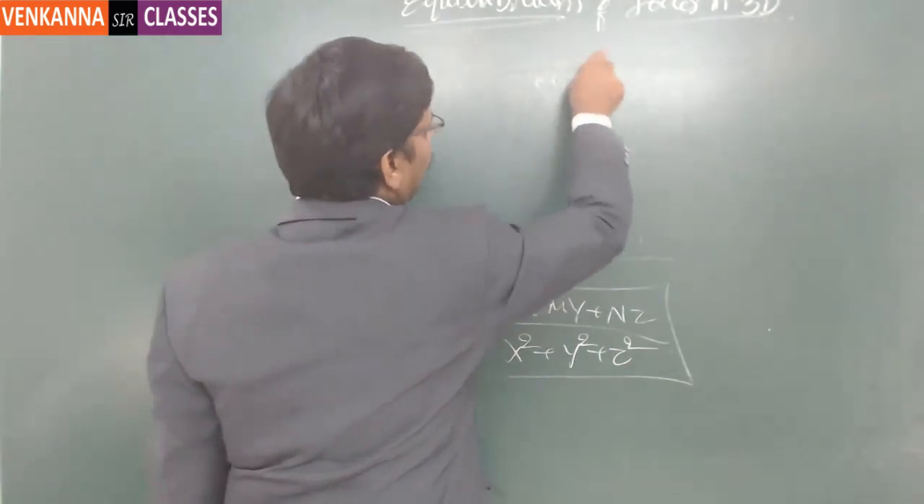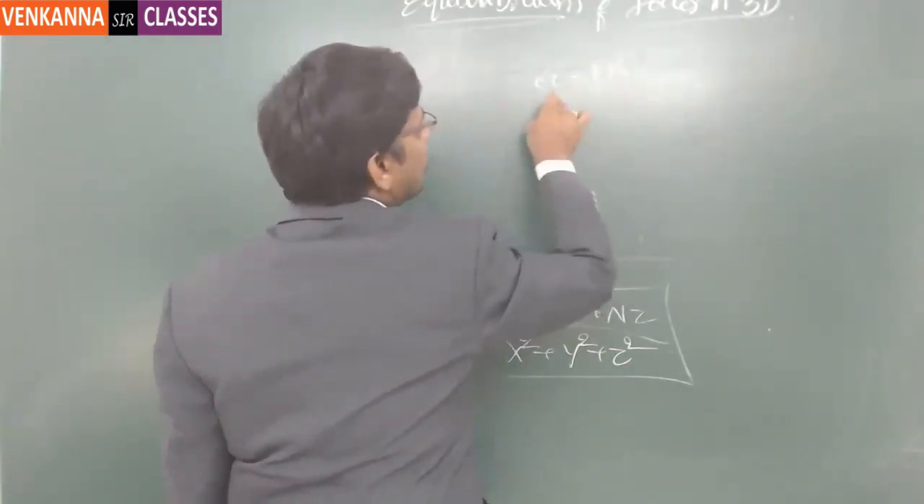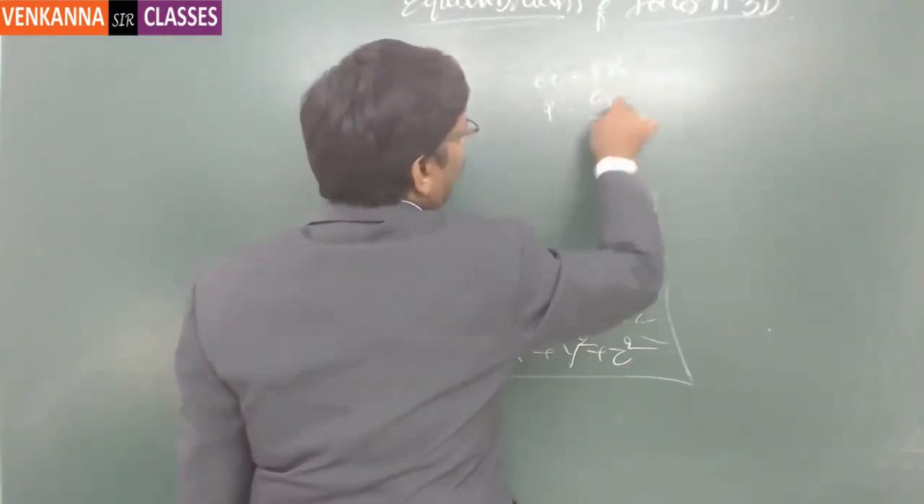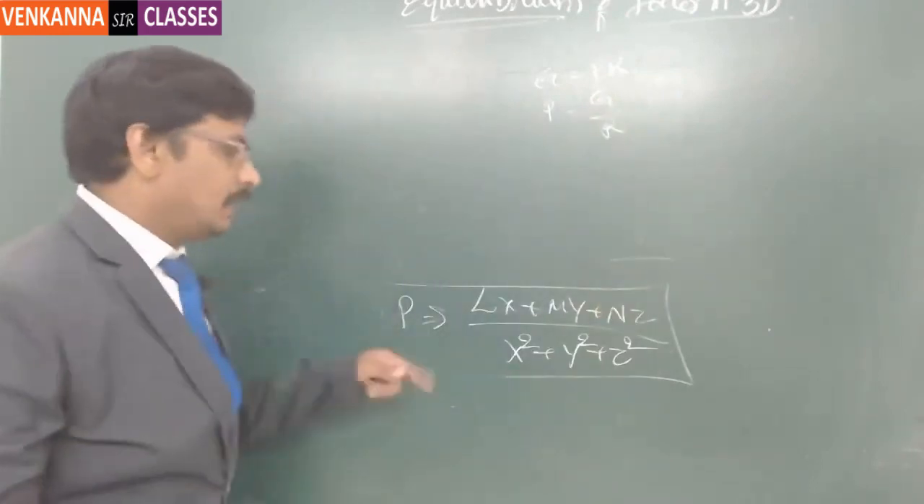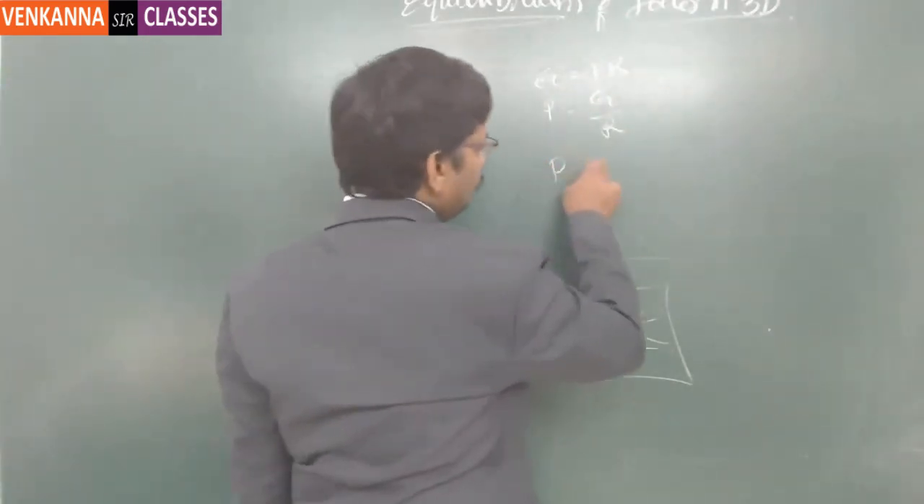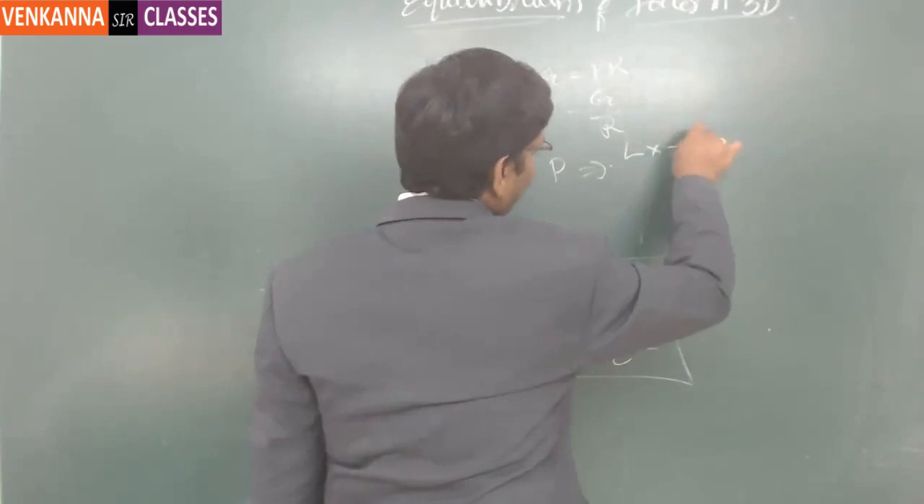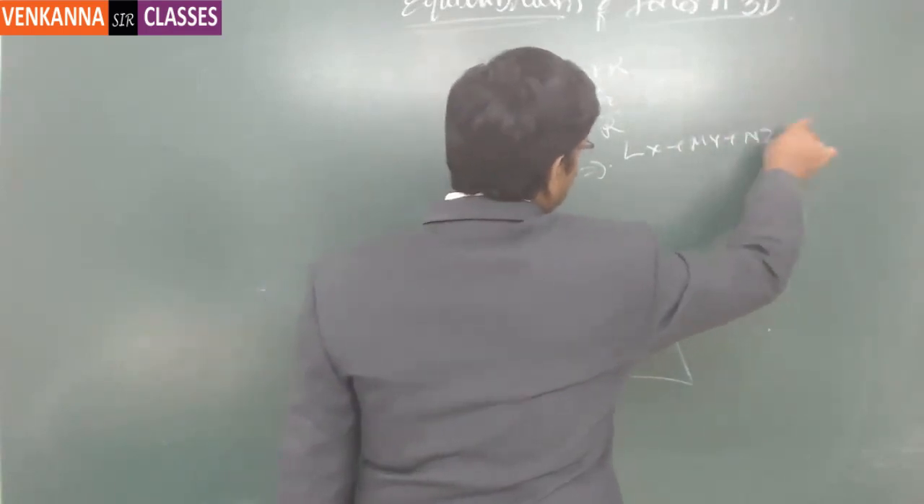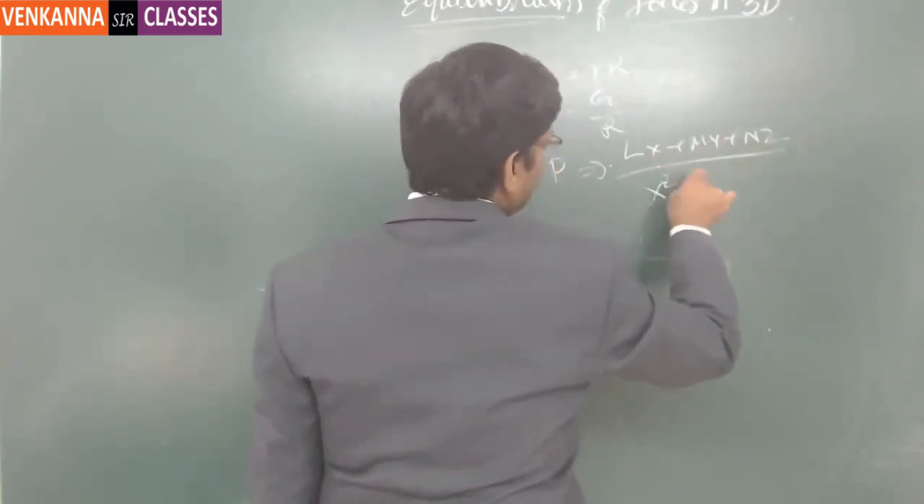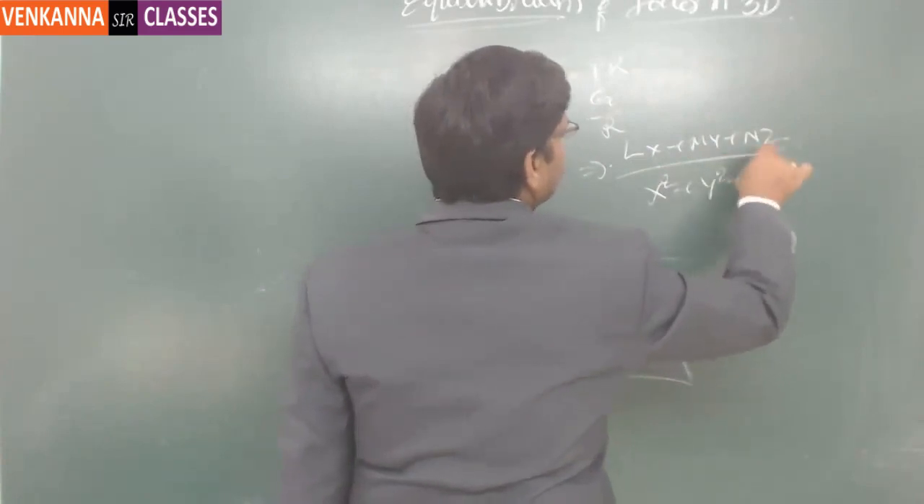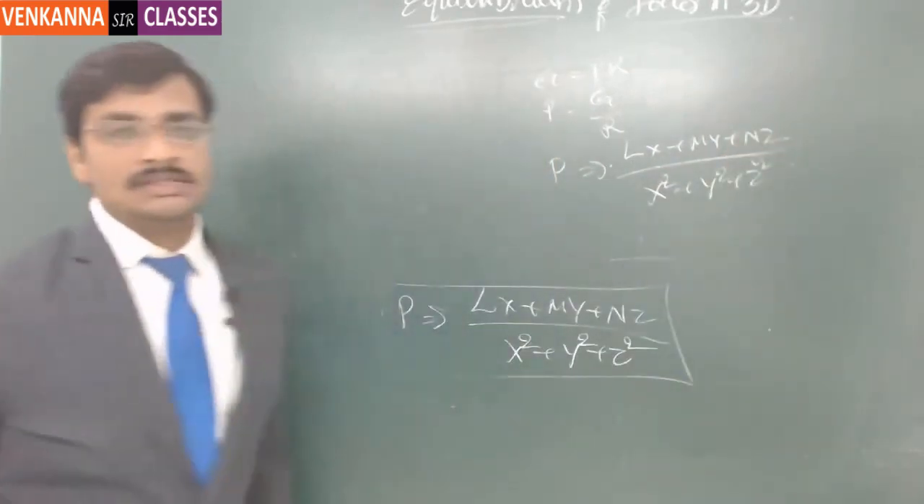G is equal to PR, then P is equal to G by R. And for the same P value, we proved that P is equal to (Lx plus My plus Nz) divided by (x square plus y square plus z square). So both relations are for the calculation of P only.